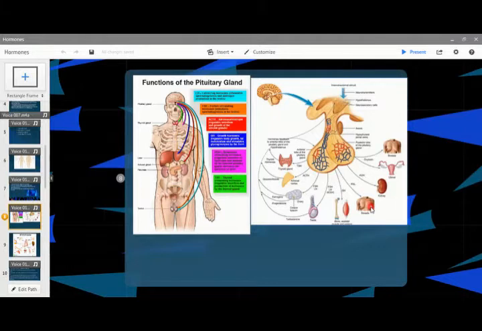Okay, guys. Here, the pituitary gland. Okay, a large image for it. You see the size of it inside your brain, very small, and it controls all of these other endocrine glands that are found in your body.